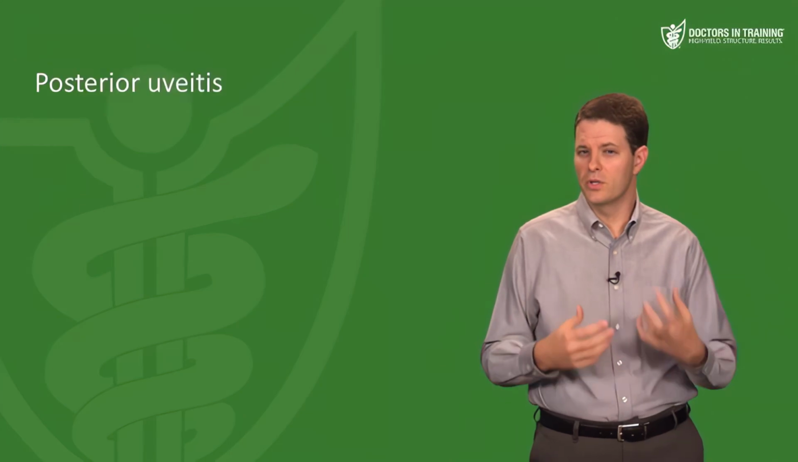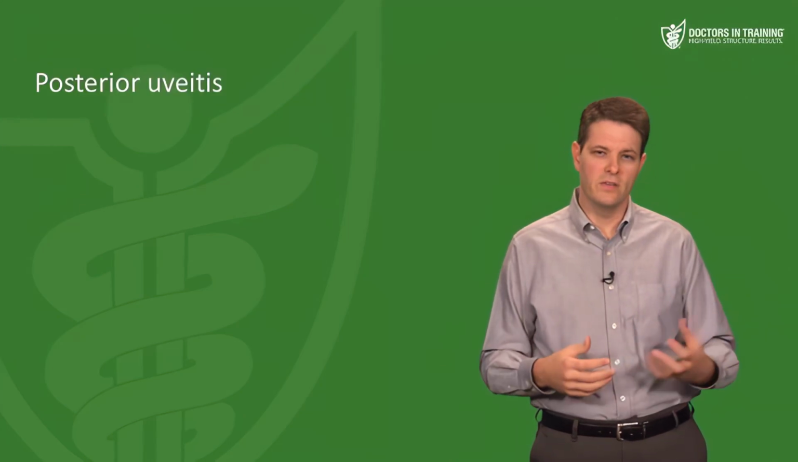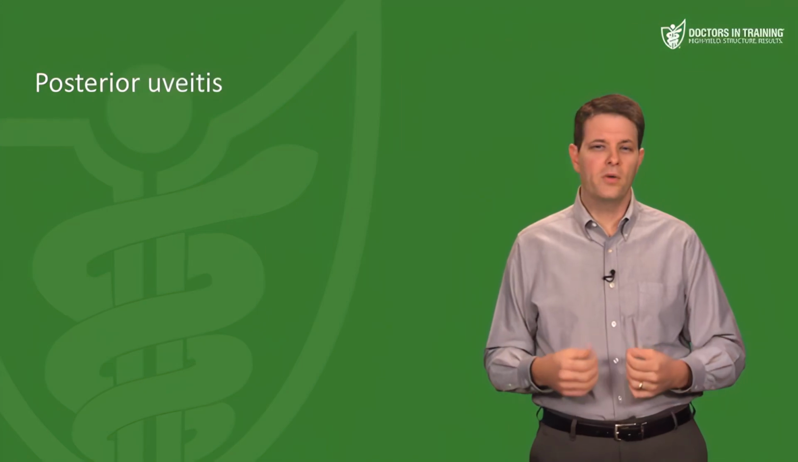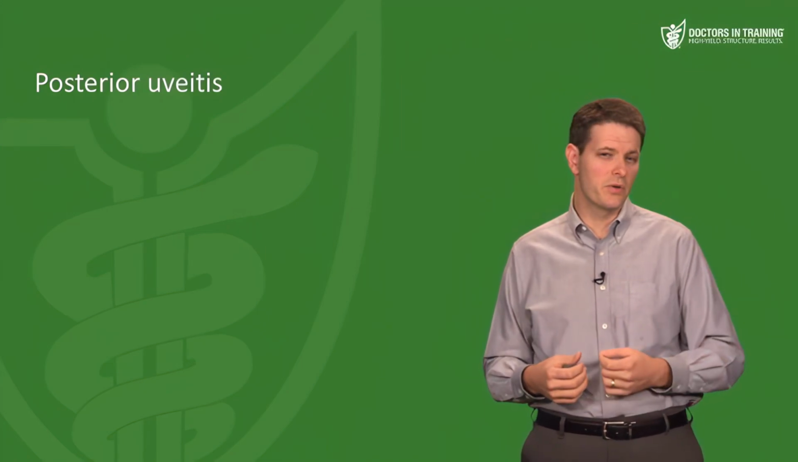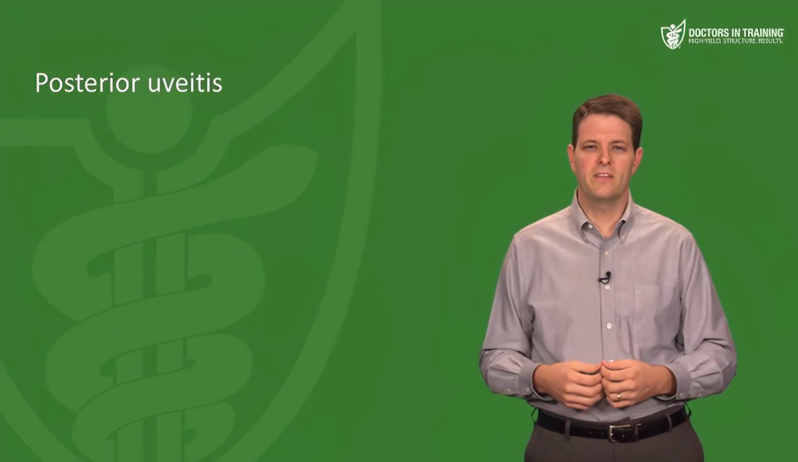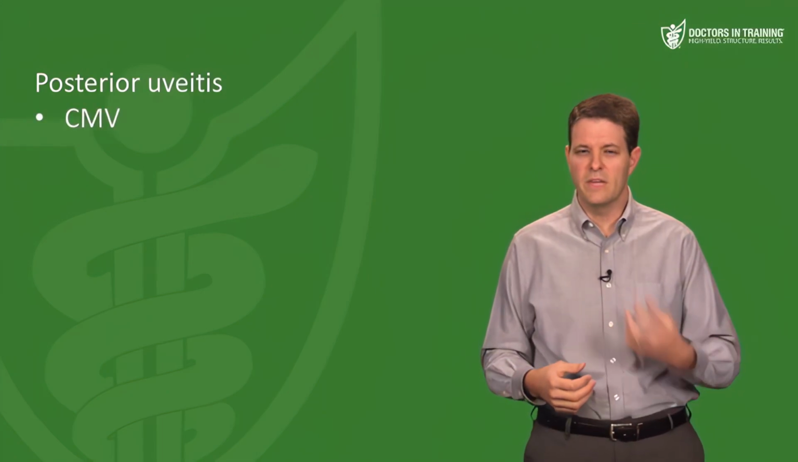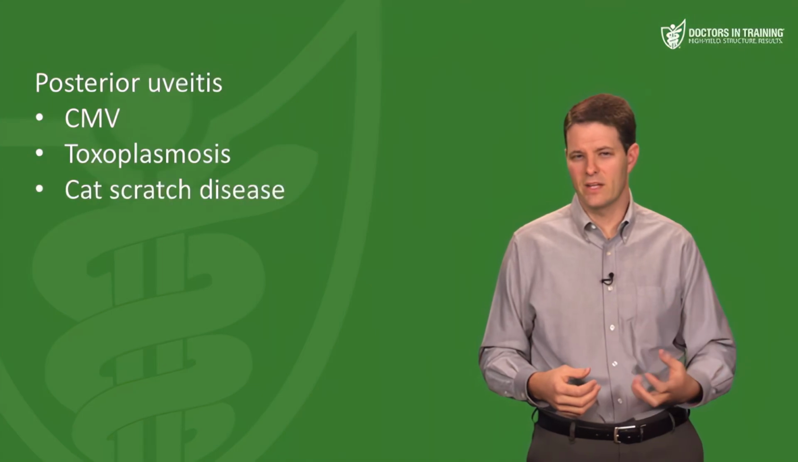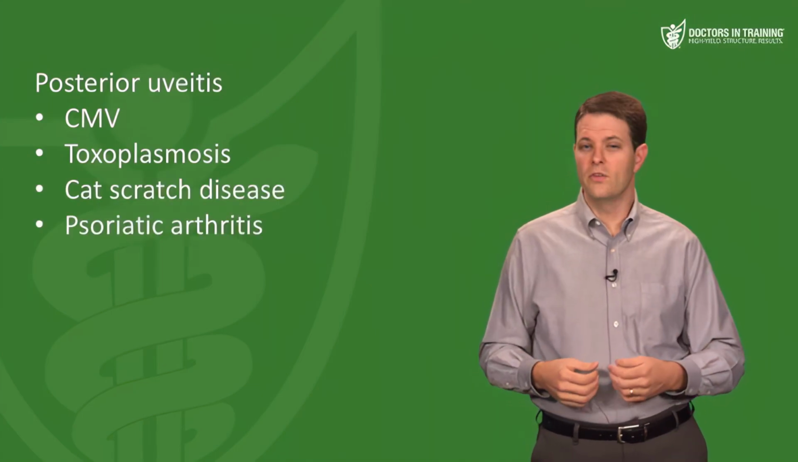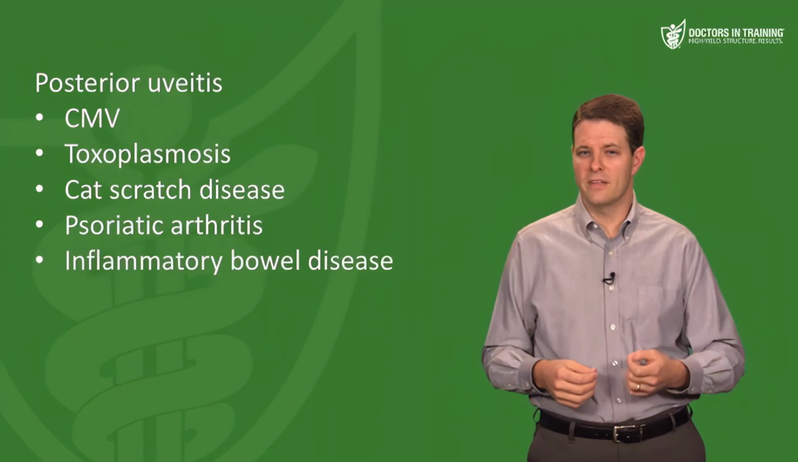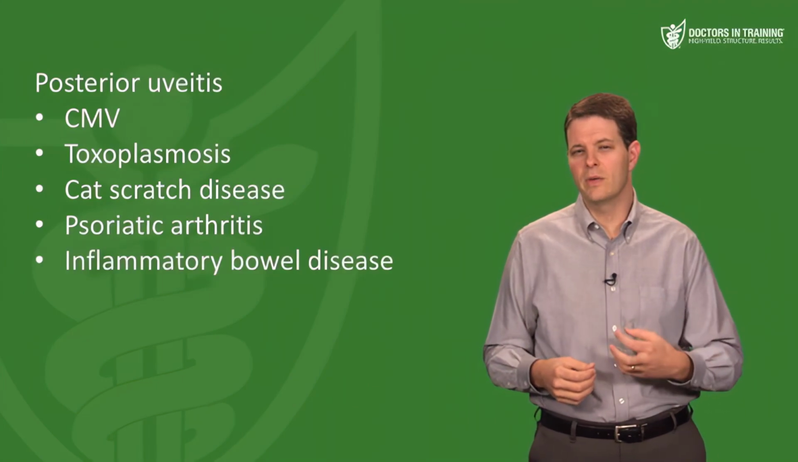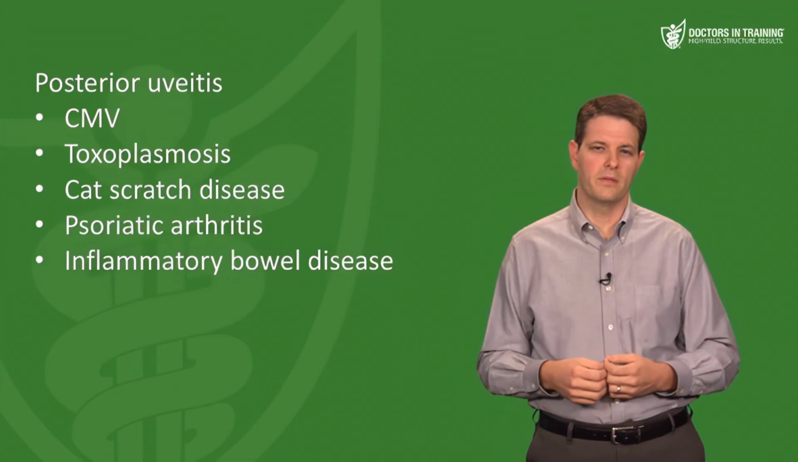And then the posterior part of the uveal tract, behind the retina, in the back of the eye, is called the choroid. And if you get inflammation and infection back there, it's called posterior uveitis or chorioretinitis if it involves the adjacent retina as well. Posterior uveitis is much less common than anterior uveitis, and posterior uveitis tends to be more infectious. Things like CMV and toxoplasma and cat scratch disease caused by Bartonella henselae. And also, psoriatic arthritis and inflammatory bowel disease can cause this, which again, those are HLA-B27 positive seronegative spondyloarthropathies.